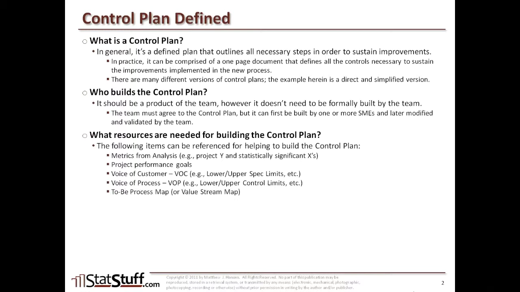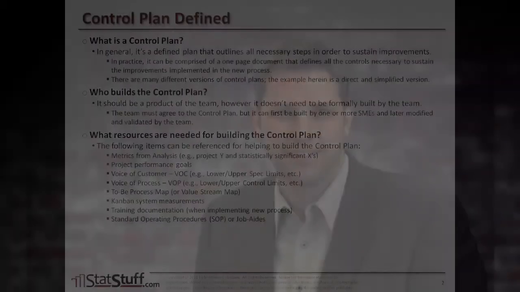And a to-be process map, or maybe a value stream map, can identify some critical steps in the process that could be helpful in building the plan. Or any Kanban system requirements, or any training documentation for when you're implementing a new process, like standard operating procedures, or job aids, or that sort of thing. So all these types of elements would be helpful to collect ahead of time when you're ready to build the control plan. Alright, now let me show you an example of a control plan and its various parts.